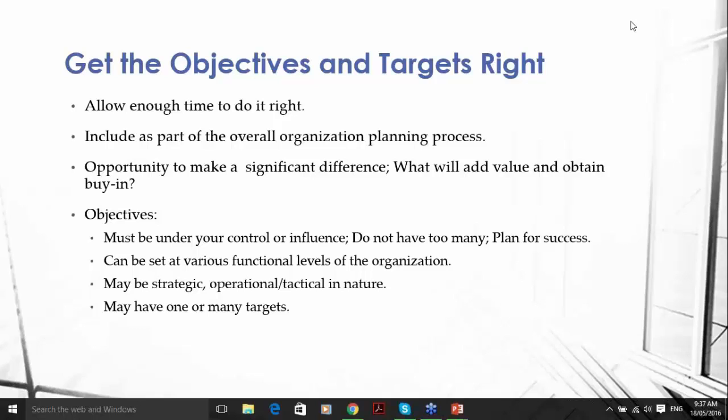And the objectives can be set at various functional levels of the organisation, and try and have it across as many of the levels that you can. So all people throughout the organisation are playing a role in going forward in the continuous improvement of your systems. And they can be strategic, operational, tactical in nature, and they may have one or many targets. The most effective objectives I see have multiple targets.